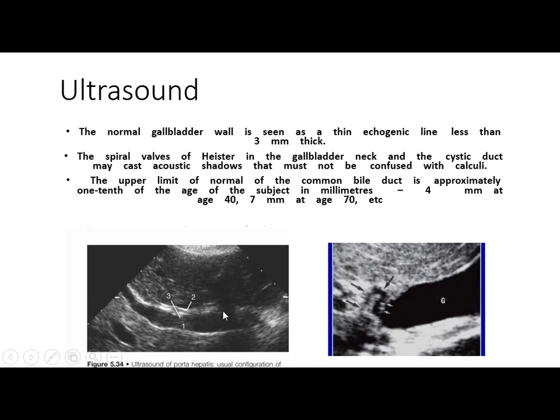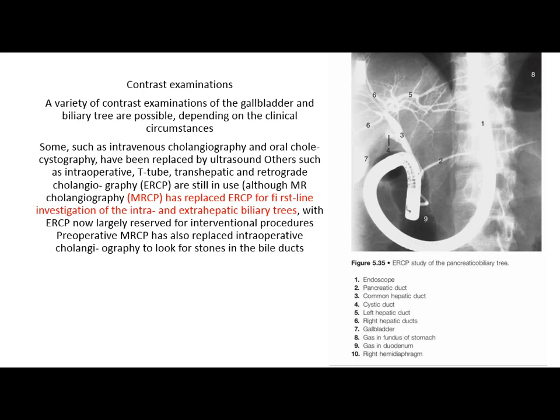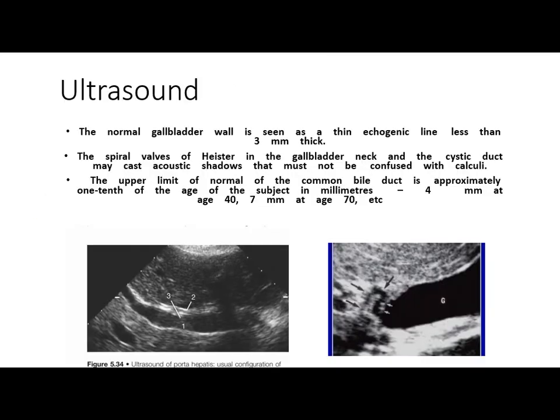The upper limit of normal common bile duct is approximately 1/10 of the age. When he's 40, the upper limit is 4 millimeters. When he's 70, the upper limit is 7 millimeters. And the common bile duct is not more than 7 millimeters, according to the age: 30 is 3 millimeters, 40 is 4 millimeters, 50 is 5 millimeters.